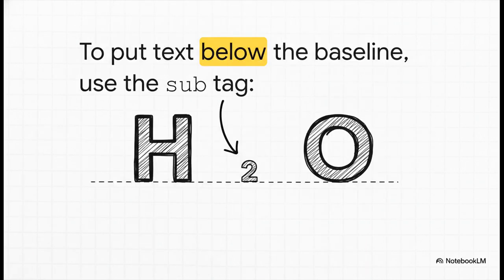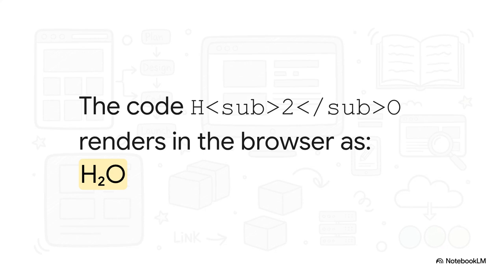And you guessed it, for the opposite, a subscript, like the 2 in H2O, you use the <sub> tag. Again, super easy to remember. Sub for subscript or below. And there you have it. That little sub tag drops the number down, giving you that perfect chemical formula just like you'd see in a textbook. This is definitely a common one to see on exams.